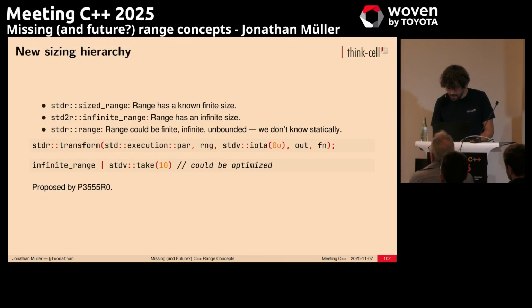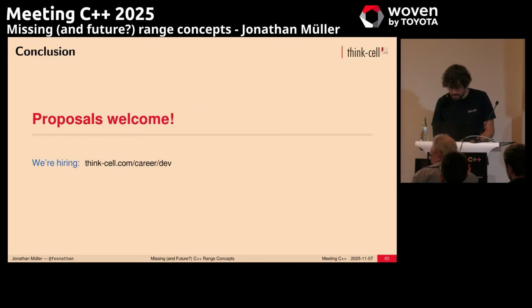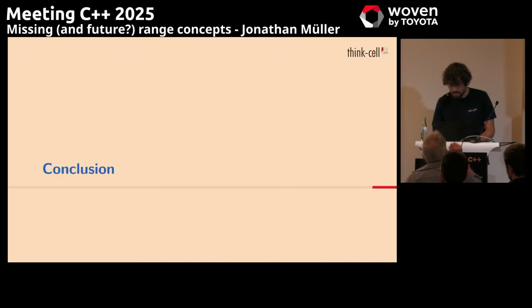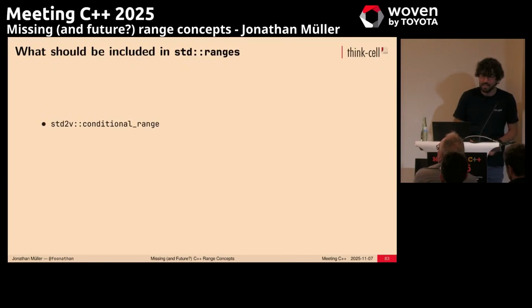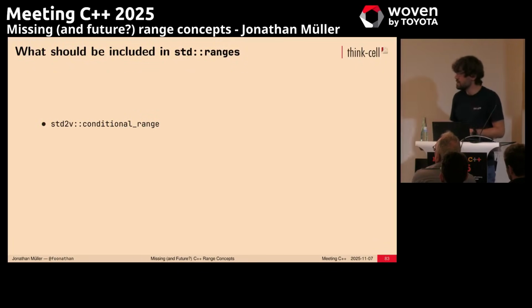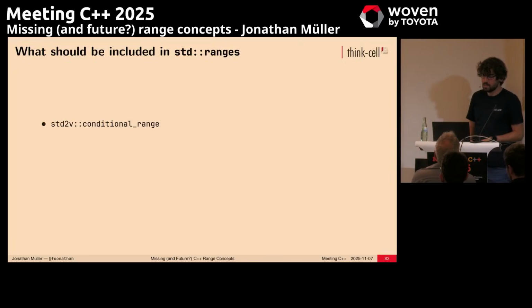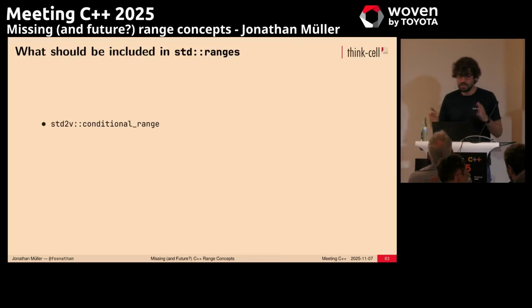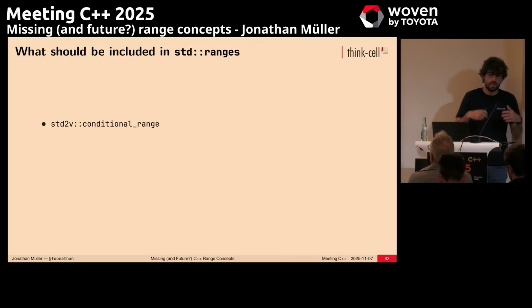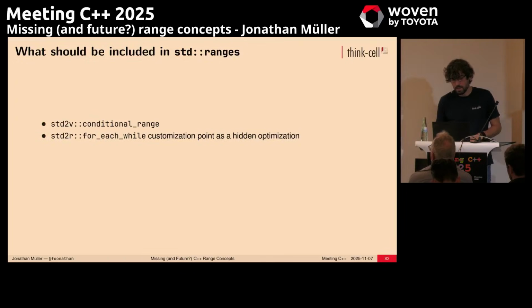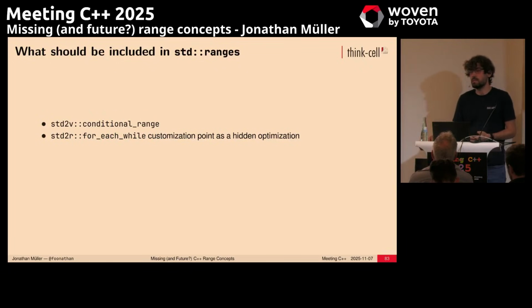Anyways, let me jump back to my actual conclusion. Which of the parts should be included in std::ranges? Something like conditional range. I didn't really go into much detail in the shortened version, but it's a really nice thing, that iterates over one range or the other. That's useful in a couple of places. We definitely want the for_each_while customization point as a hidden optimization as a baseline.